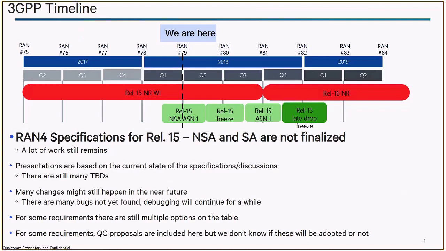But RAN 4 scope is mainly to determine what is the minimum performance that you can expect from a mobile under release 15. So those minimum performance expectations were actually simulated using some models. So that part of the work is still in the works for both NSA and SA. So that is what the first line says.